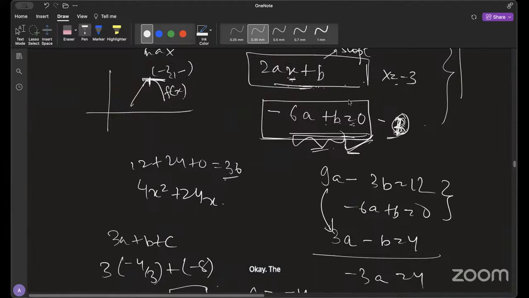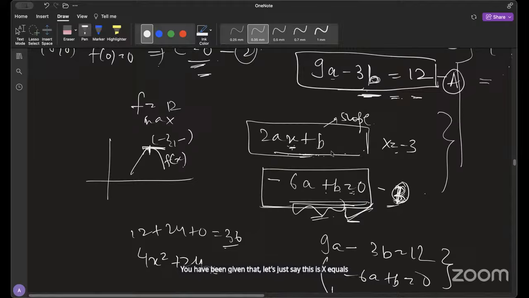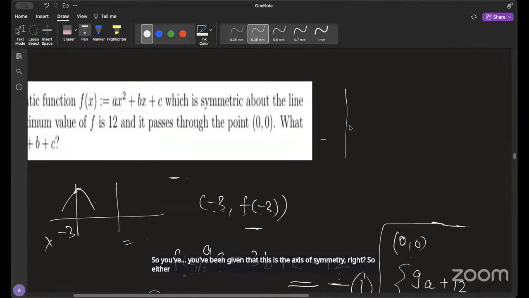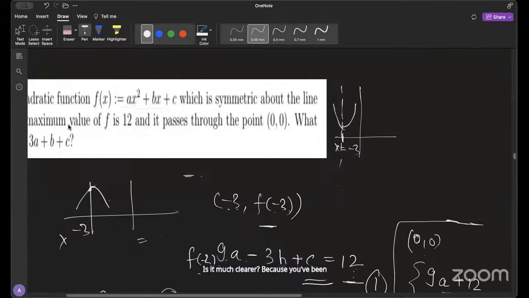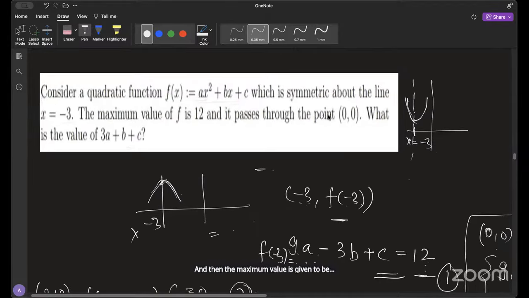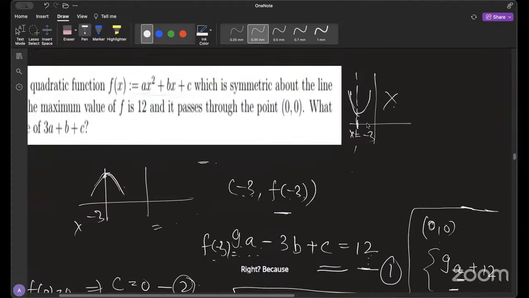The question is, you have been given that, let's just say this is x equals to -3, and the line x equals to -3 is this. So you've been given that this is the axis of symmetry, right? So either your parabola is like this, if it opens upwards, or it's like this one. Is this clear? Because you've been given that the axis of symmetry is x equals -3. And then the maximum value is given, so it can't be this one, right? Because this does not have a maximum value. That means your correct figure is this one.